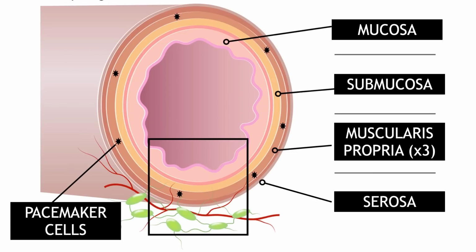And remember, with the esophagus, the outermost layer was called the adventitia. In the rest of the GI tract, it is called serosa. So the muscularis propria layer is very specialized in the stomach, and for multiple different reasons. So the first reason is the fact that there are three layers of muscle in the muscularis propria, where other organs only have one.